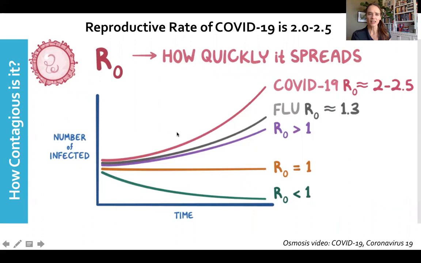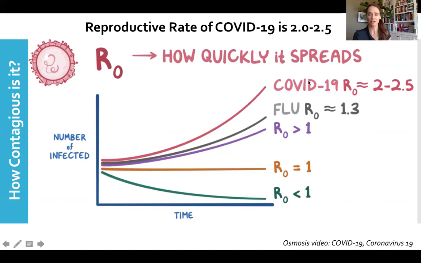So let's look at the contagion here on a graph. Again, if the R naught is 1, it'll probably stay about the same because one person will infect one other person. If your R naught is below 1, then the disease will eventually fade. And if your R naught is above 1, it's going to continue to climb and infect more people.